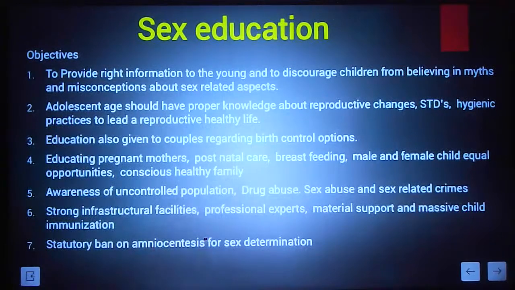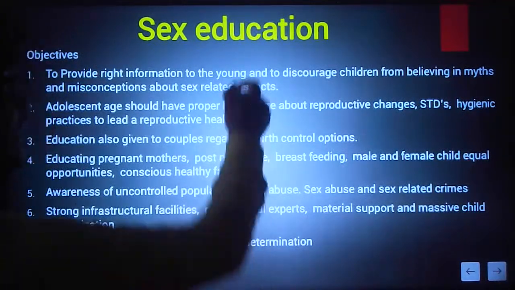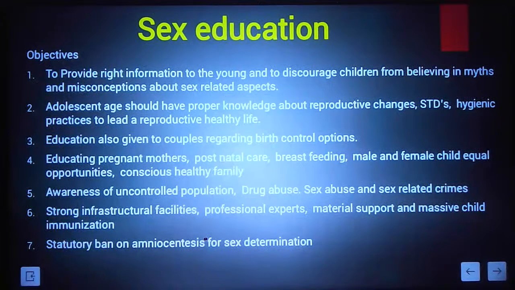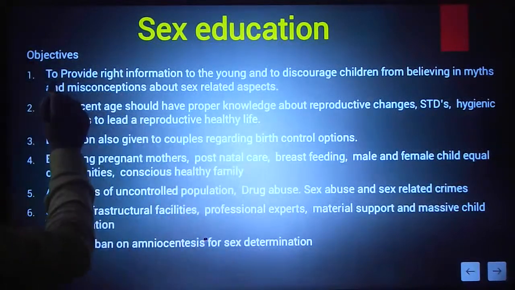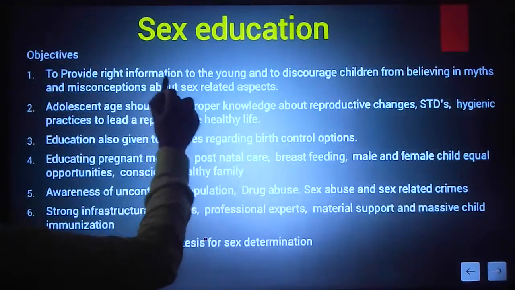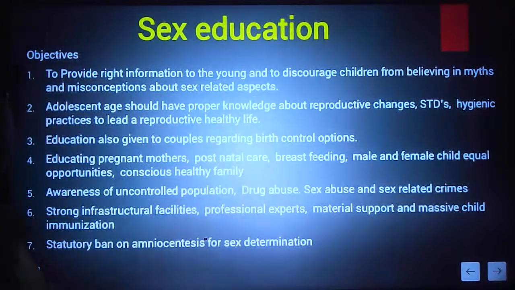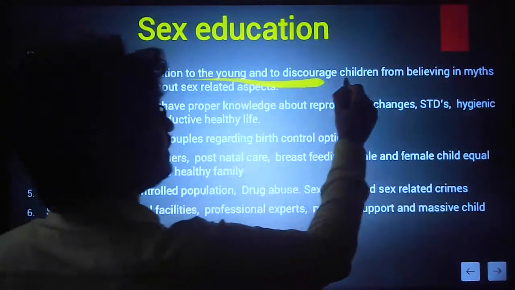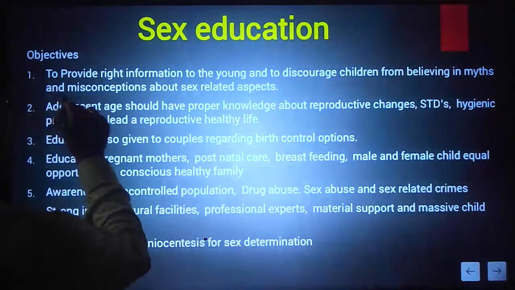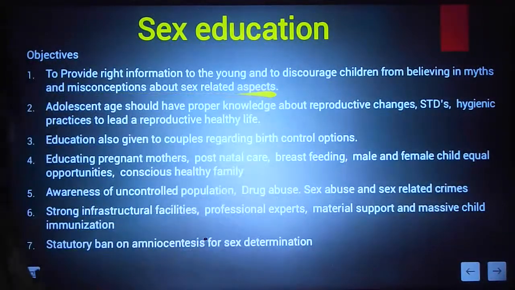What are the main objectives of sex education? So eventually, when you come to the end of this chapter, what will you be learning after all? Why has this chapter been included by NCERT in your textbook? The answer is, this is to provide the right information to the young, because you are in adolescent age. At this age, you cannot justify or take conclusions or decisions, but this gives the right information to the young and discourages children from believing in myths and misconceptions about sex-related aspects.